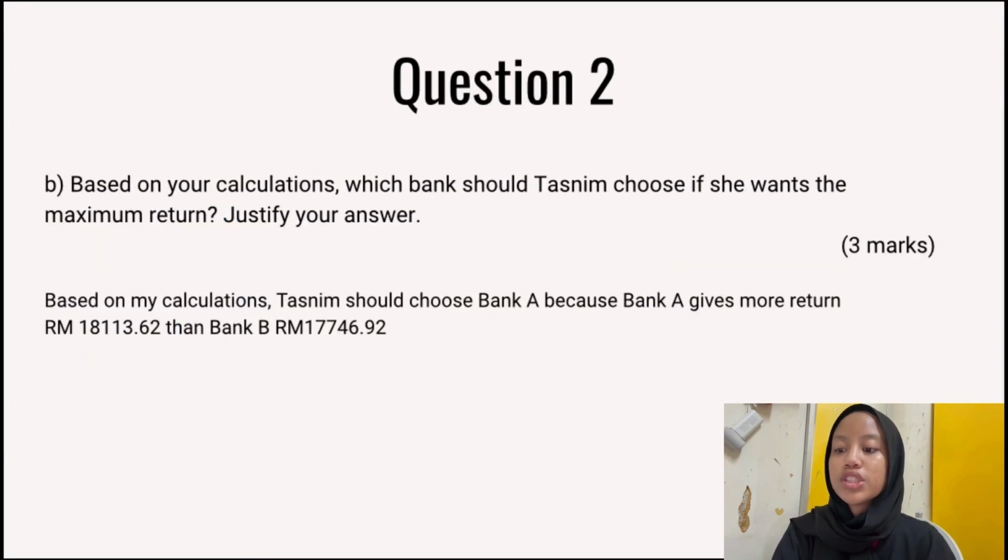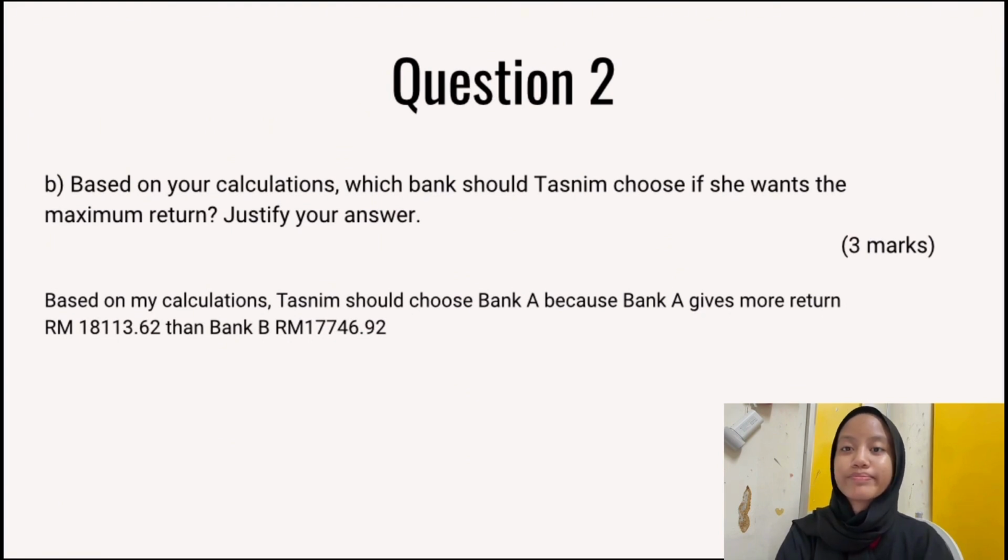For question B, based on your calculations, which bank should Tasnim choose if she wants the maximum return? Justify your answer. Based on my calculation, Tasnim should choose Bank A because Bank A gives more return, which is RM 18,113 and 62 cents. Then Bank B is only RM 17,746 and 92 cents. So that's all for question 2.